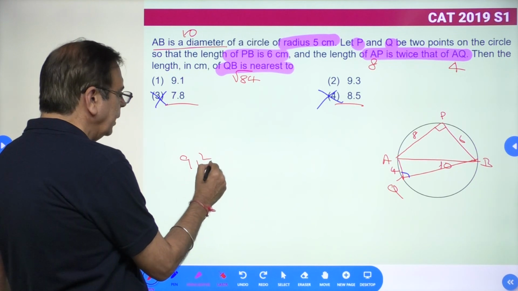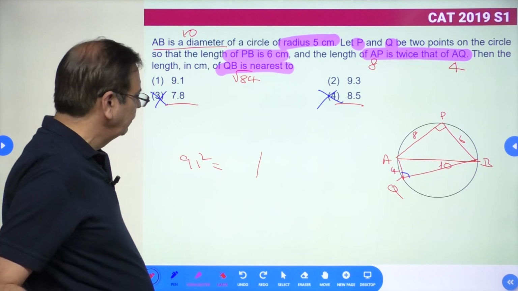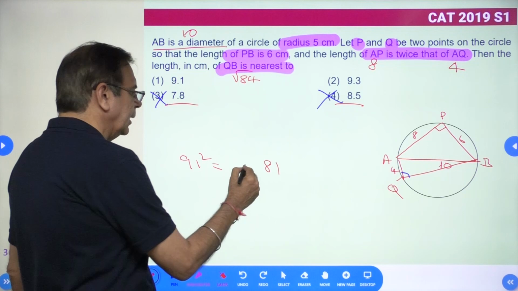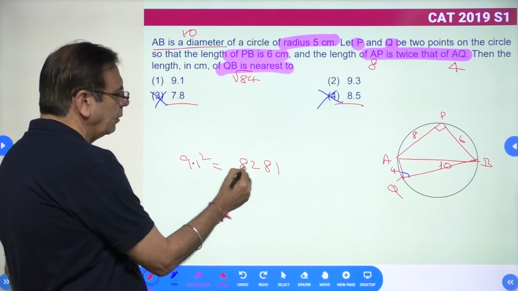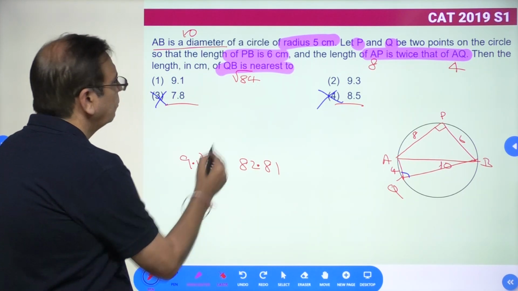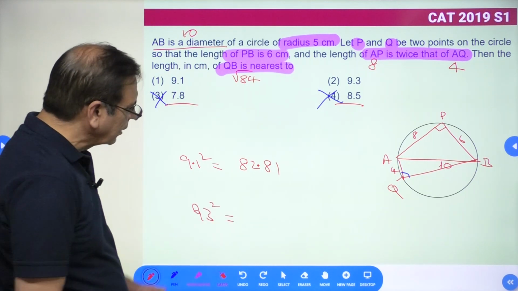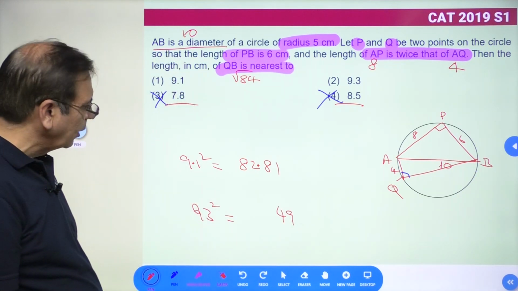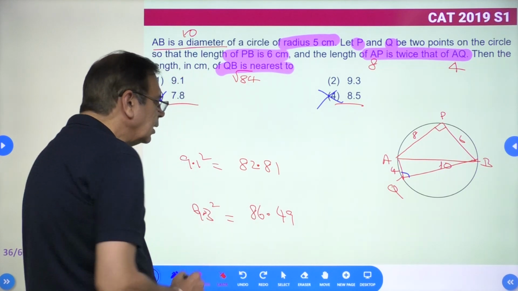What is 91 square? 91 square minus 9 square is 81. On the right hand side, I'll get an 81 and left hand side will be 100 minus 18, 82. So 91 square is 8281. So 9.1 square will be 82.81. Okay. And similarly, we have 9.3. So what is 93 square? 93 square minus 7 square. 7 square is 49. And 100 minus 14 is 86. So 9.3 square is this much.